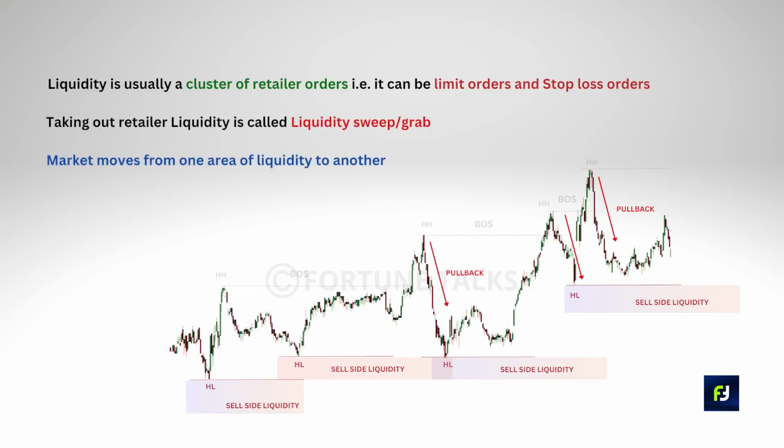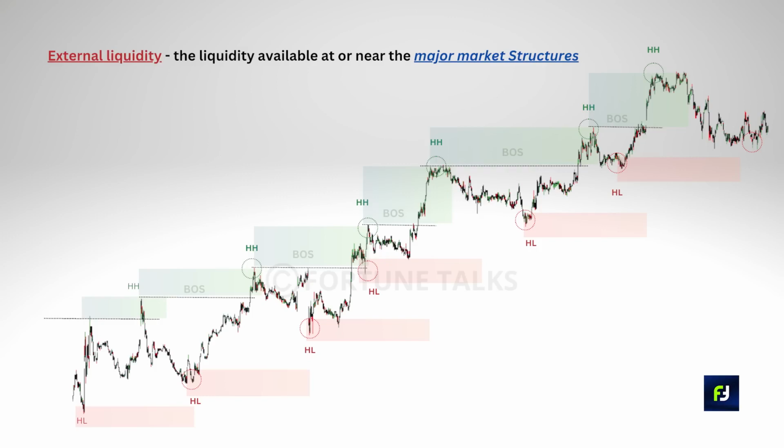Now, the market always moves from one area of liquidity to another. So when liquidity is taken, the market needs to generate liquidity in order to move, which means if liquidity isn't already there, it will be created. And we have also talked about buy side and sell side liquidity. Then we discussed major or external liquidity, which in short is the liquidity available at or near the major market structure, which includes the major swing highs and major swing lows.